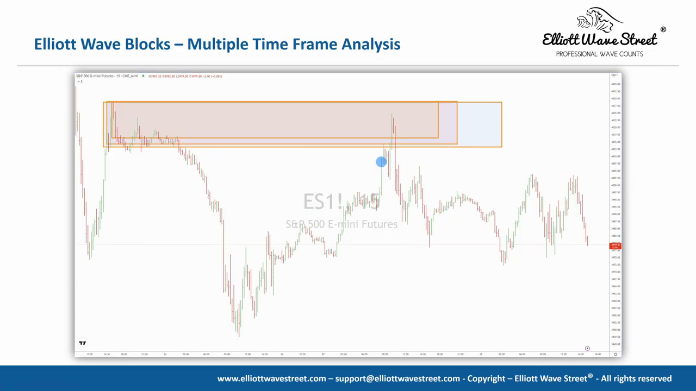Let's have a look at the 15-minute chart. This is the orange box here. So we have the blue box, that is the hourly chart Elliott wave block. We have the pink box here, that is the 30-minute chart. And we have the orange background box, that is the 15-minute chart. So you can see here how by moving to lower time frames, we are improving the area. We are making the Elliott wave block smaller, more precise.